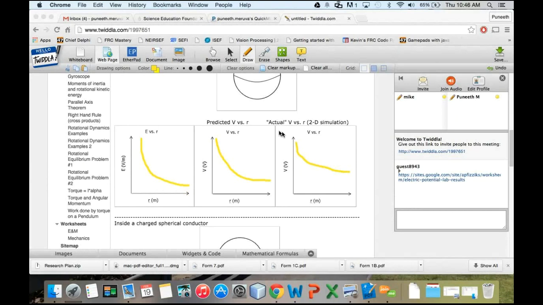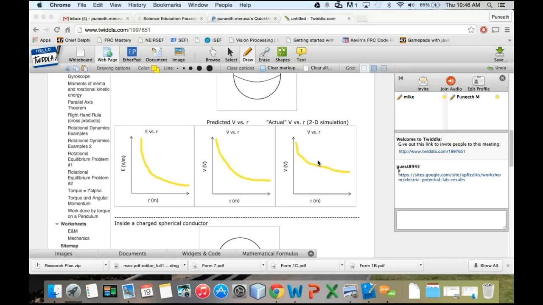Okay, so yeah, we had the same thing. It wasn't exactly inverse, but it was close. I think our R squared was like 0.8. Okay, is it possible, you think, Puneet, that it might be because the simulation has limitations? Yeah. Okay, all right, thank you.